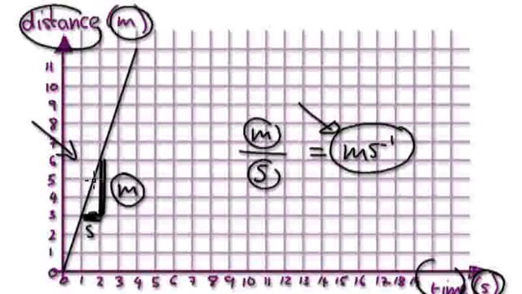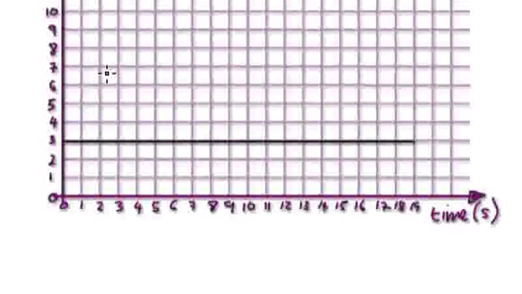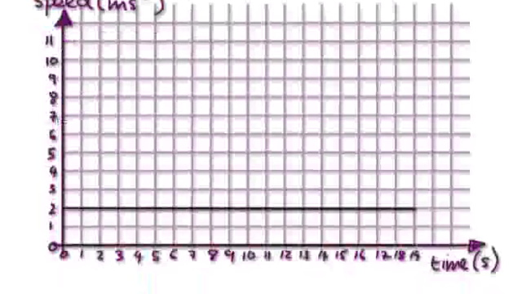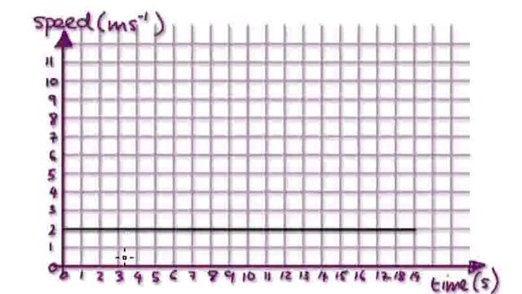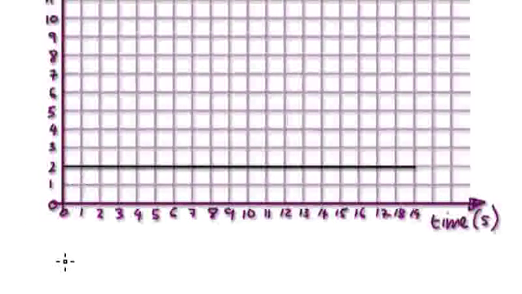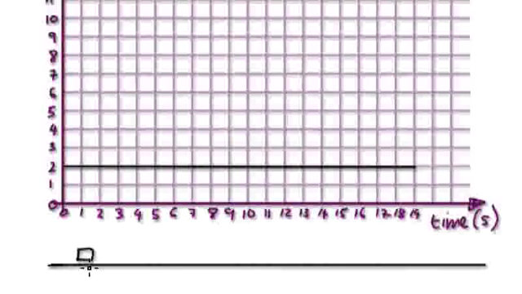In this case, the gradient is 3. And you notice that our speed is 3. Okay, so let me just give you another example here. Let's say you're given this speed time graph here. So you can imagine this as being your dad sitting in a car. He's traveling at 2 meters per second.